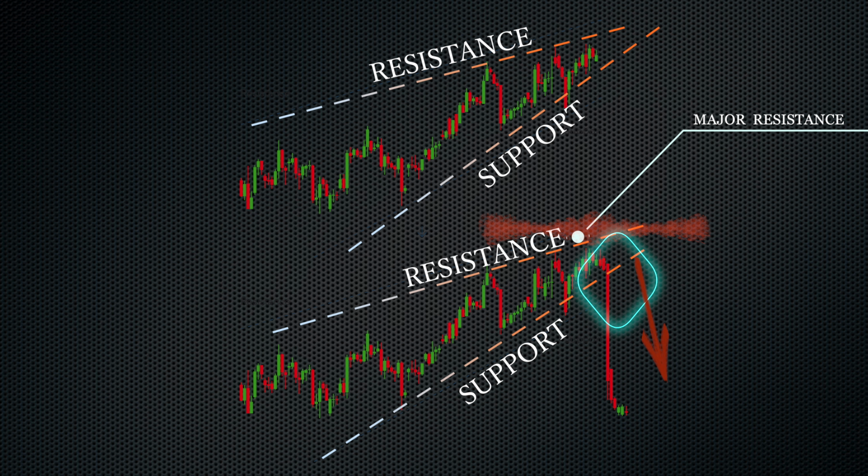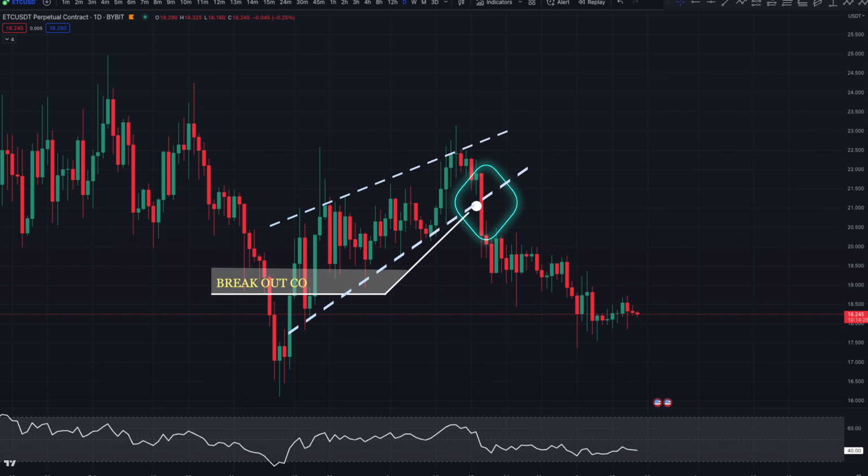This is really important: wait for your confirmation to come true, and follow it to find the best option, the best trade. Based on the confirmation, you look for the trade. This is the first example for a falling wedge.